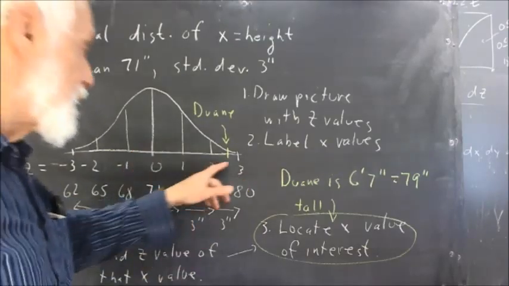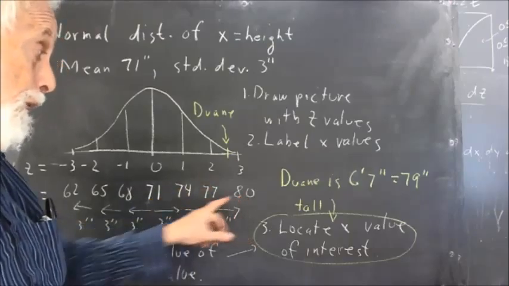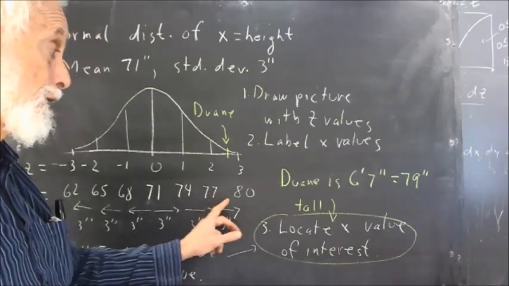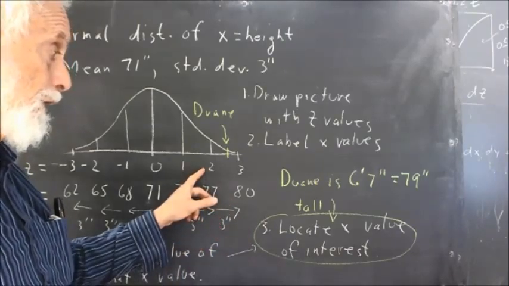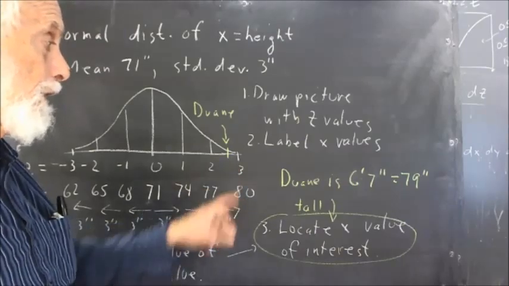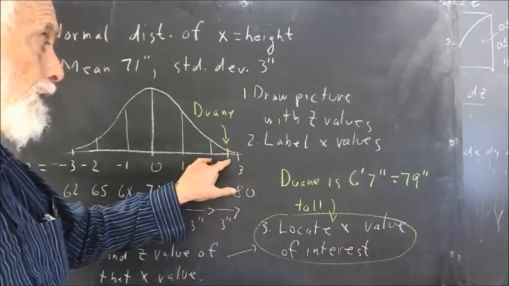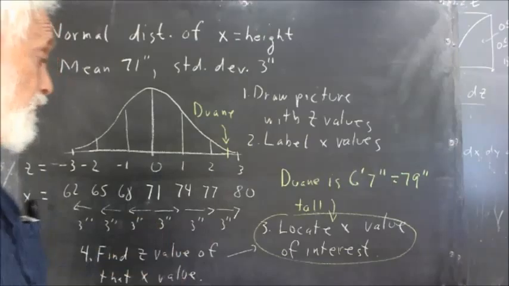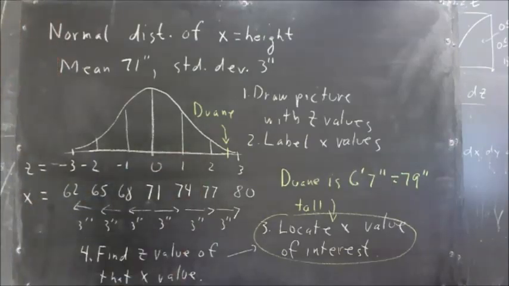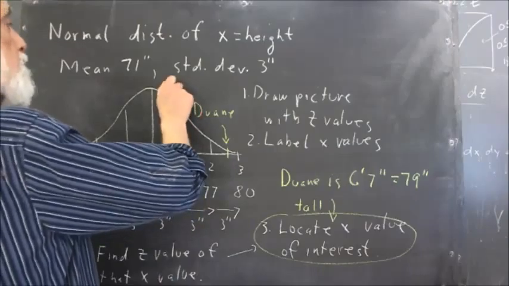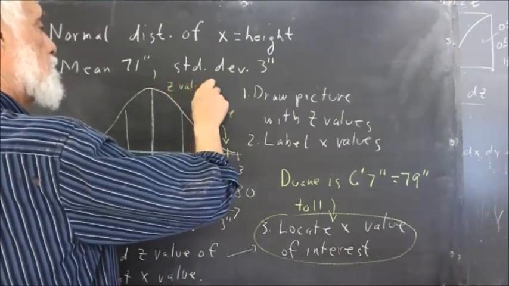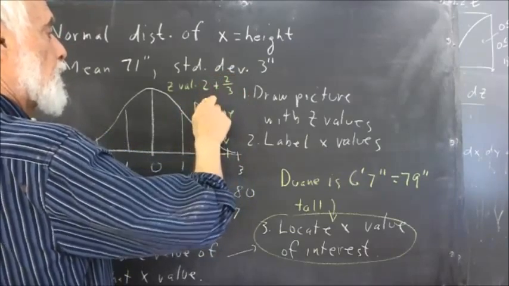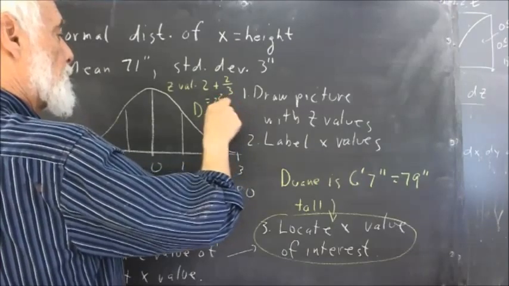Well, there are 3 inches of height between 2 and 3, and Dwayne is 2 inches to the right of 77. 77 corresponds to z value of 2, 80 corresponds to z value of 3, and this 2 inches difference in height here is 2/3 of the standard deviation, which is 3 inches. So the z value would be 2 2/3. It's 2 plus 2/3, which is 2 2/3.